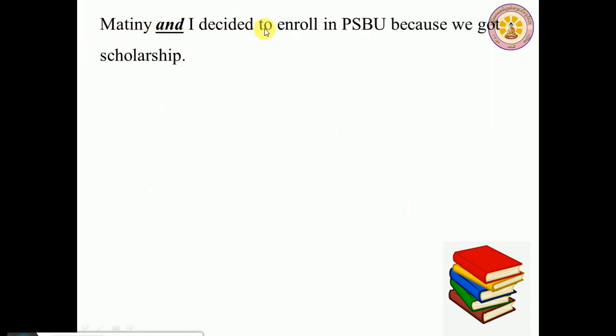Okay, example: Martin and I decided to enroll in university because we got a scholarship. So the conjunction and is used to join the noun Martin and the pronoun I, that is subject. One more: my dog barked and chased a burglar. So the coordinating conjunction and is used to join the verbs barked and chased. Join verb with verb.